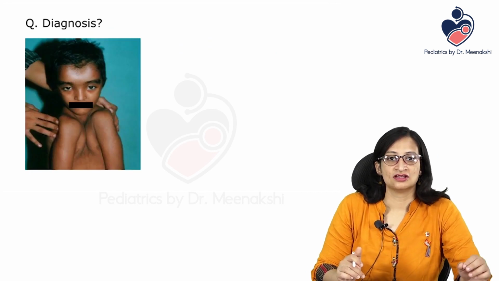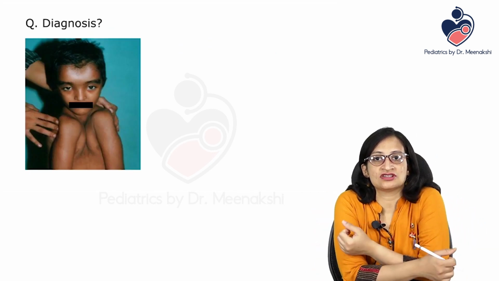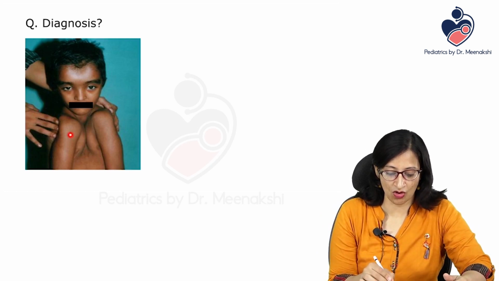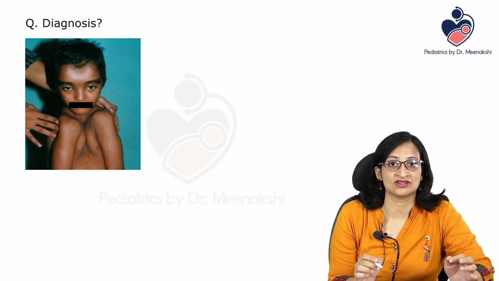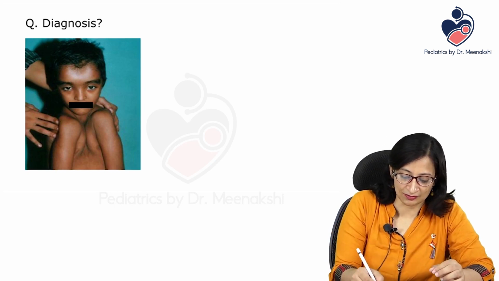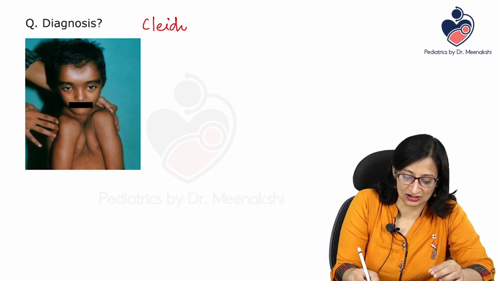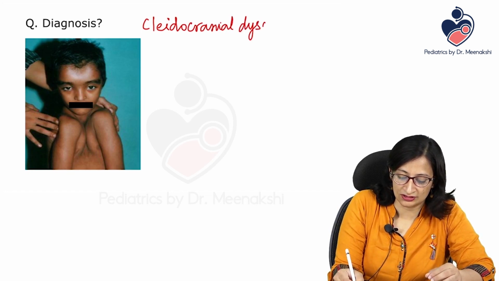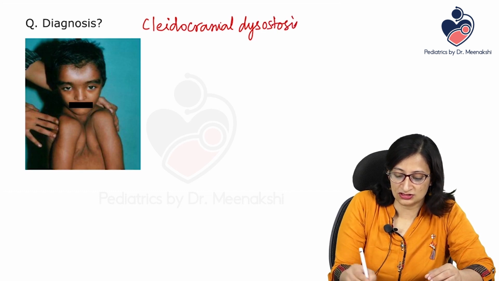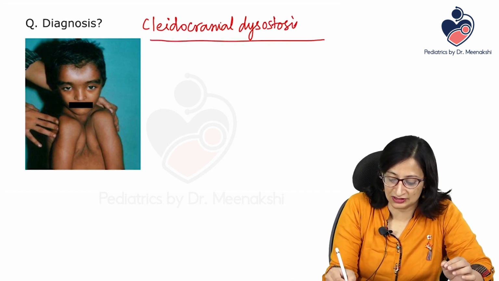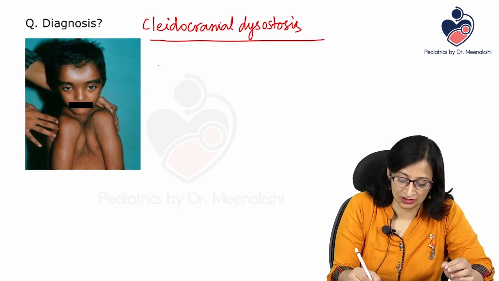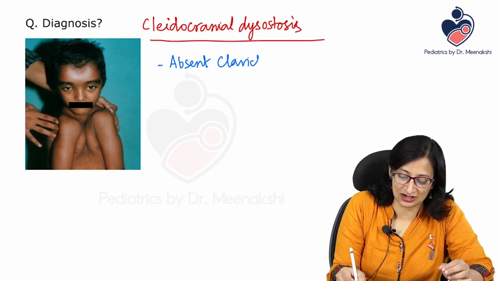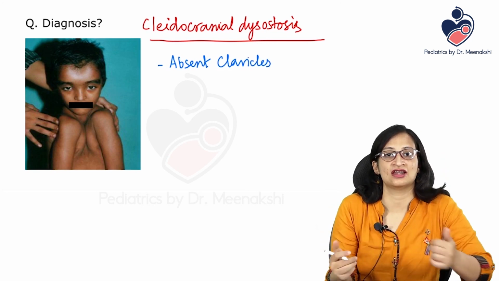What is the diagnosis here? So can we touch both of our shoulders with each other anteriorly? We cannot touch them with each other, but this child can do that because he has absent clavicles. So absent clavicles are seen in a condition that is known as cleidocranial dysostosis. So this is a condition where the clavicles are completely or partly absent, okay. As a result, the child can touch both of his shoulders with each other anteriorly.